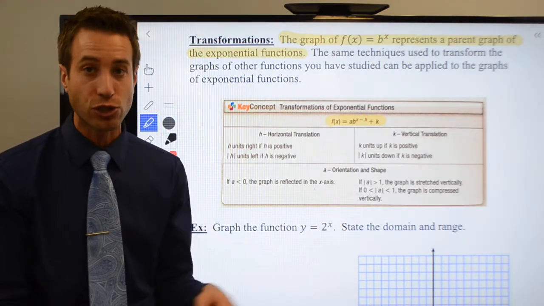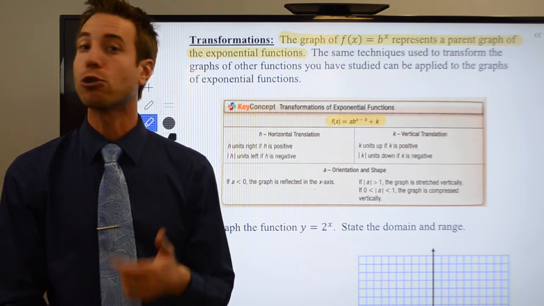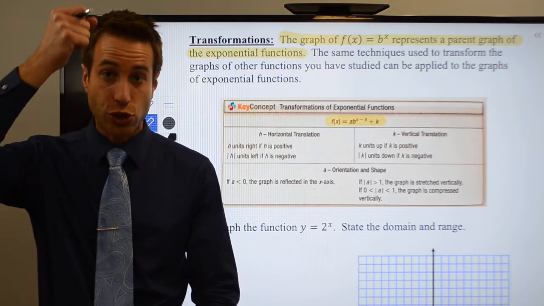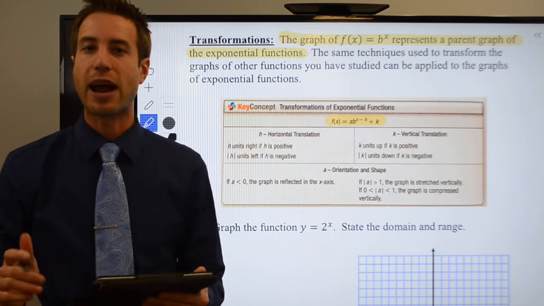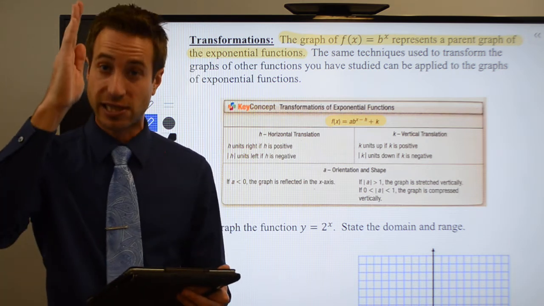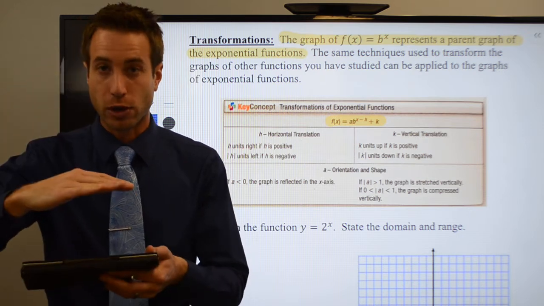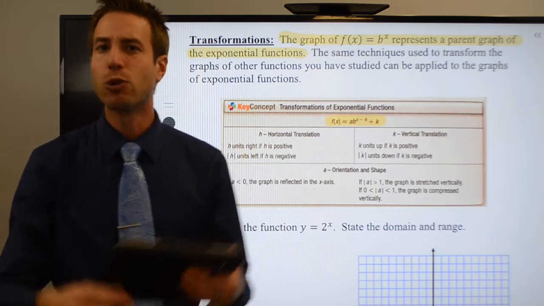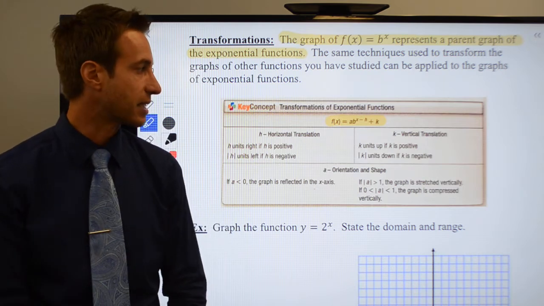But then a also determines the vertical stretch or compression. And what we mean by that is we actually mean stretching the graph. It'll make your exponential function grow much steeper, or if it's a vertical compression, it'll make your exponential function much shallower. And we'll take a look at all of those as we go through some example problems.